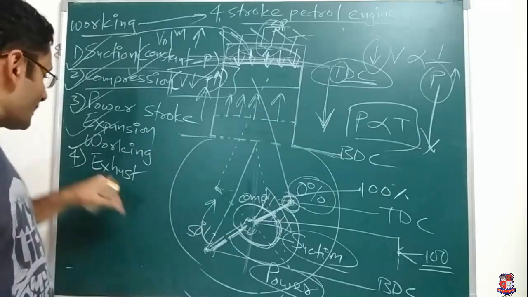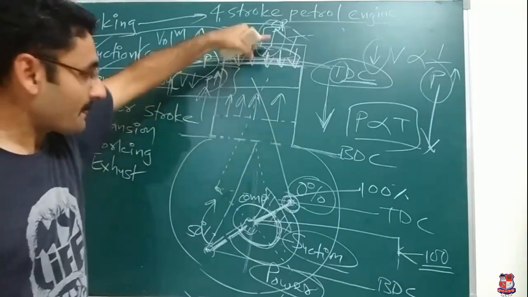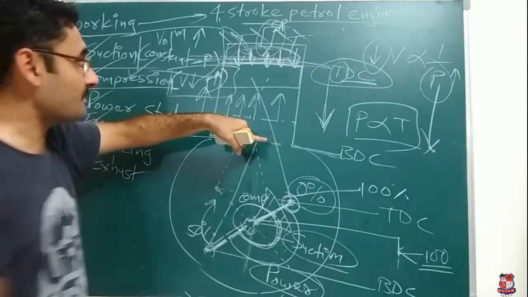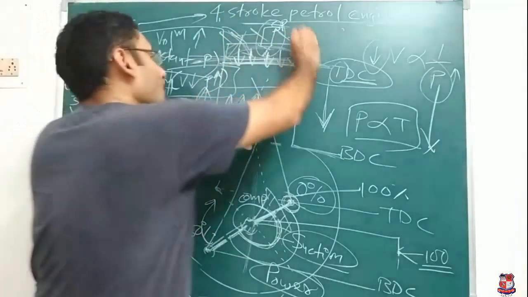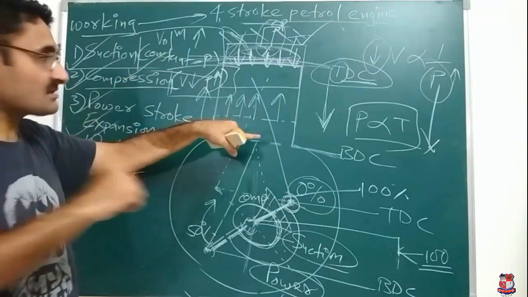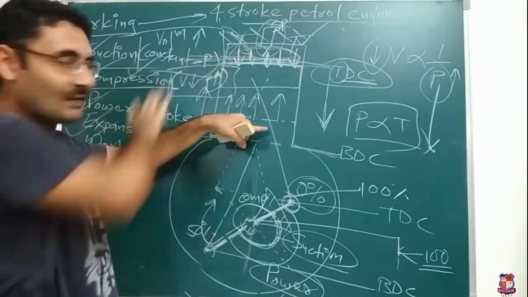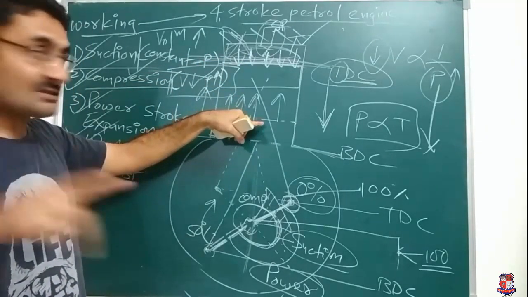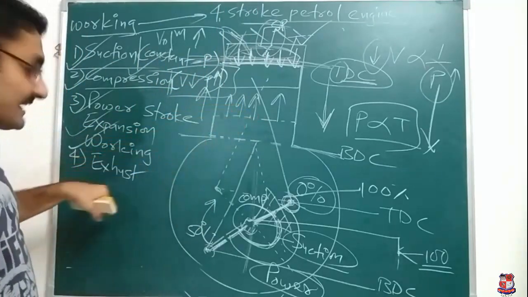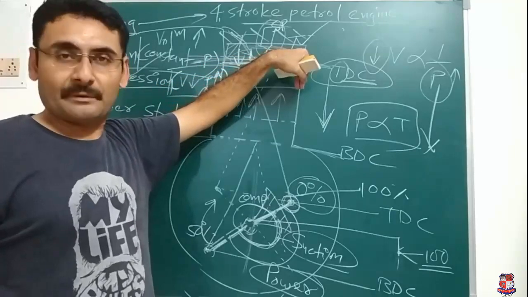Okay. Now, the last stroke, the exhaust stroke. How does it work? After completion of the power stroke, when the piston is on BDC, the inlet valve is closed and the outlet valve is open. In the suction stroke, the inlet valve is open and the outlet valve is closed. In the compression stroke, both valves are closed. In the power stroke, once again both valves are closed. In the exhaust stroke, the inlet valve is closed, but the outlet valve is open.